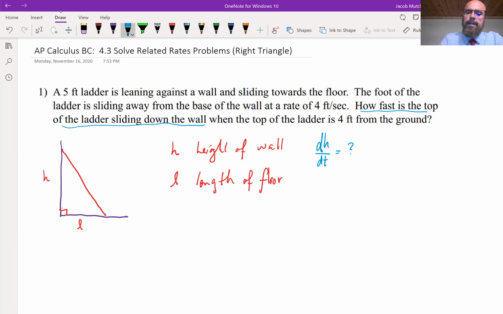We also have the rate dL/dt. And that's the rate at which the length between the wall and the foot of the ladder on the floor is increasing. We're actually told that that's increasing at a constant rate of 4 feet per second.